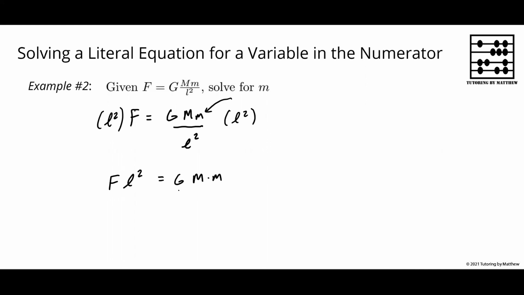Again, as I mentioned in the previous example, it's best to divide both sides by everything at once if you can, in this case, big G and big M. Notice they cancel on the left here, leaving you m equals F times L squared over G times big M.